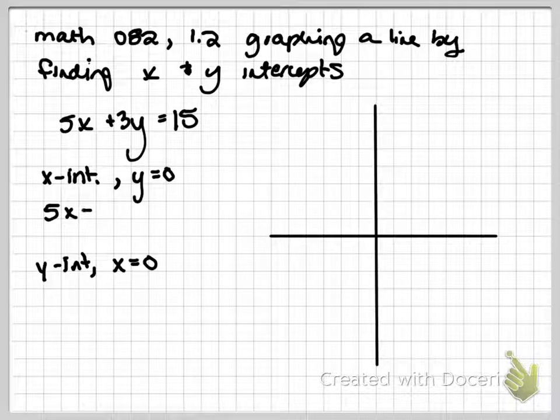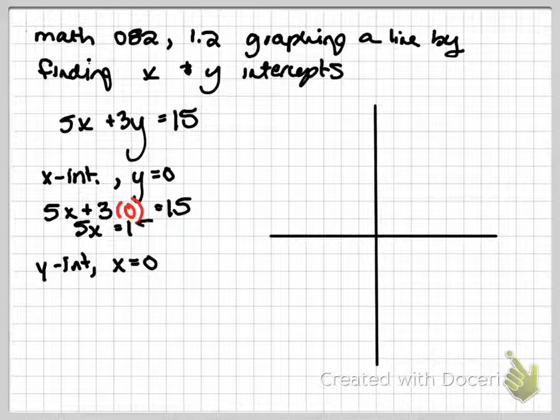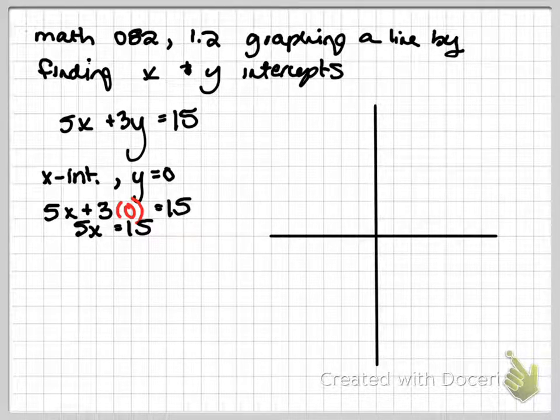Let's set y equal to 0 first, and then let's see what happens. So in place of y, I'm writing 0. So we have 5x equals 15. I'm going to come down here and erase this so we have more room. By dividing both sides by 5, we find that x is equal to 3.